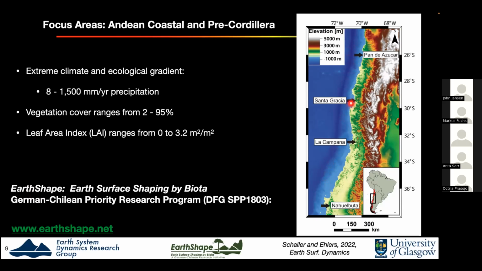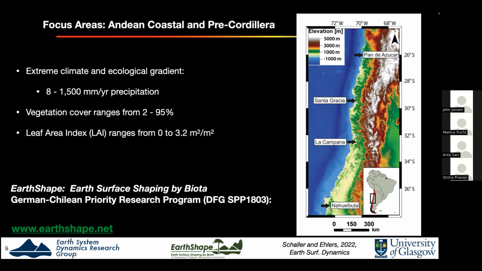As you move south, you move into semi-arid Mediterranean and then temperate humid environments. By the time you get down to the south, you have temperate humid rainforests, much like you would see, for example, on the Olympic Peninsula in Washington state in the western US. So in this area you have a large precipitation gradient. This results in a large gradient in vegetation cover and leaf area index.